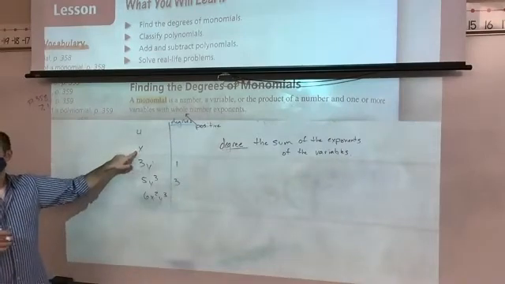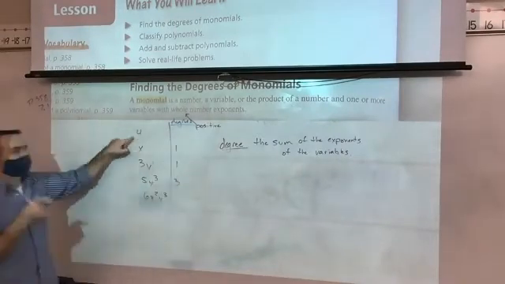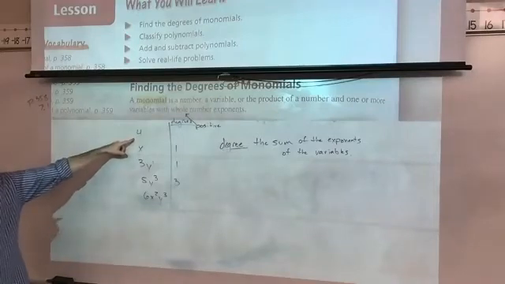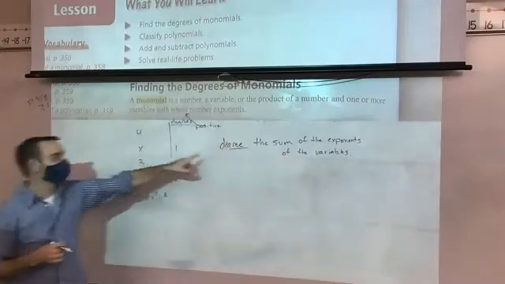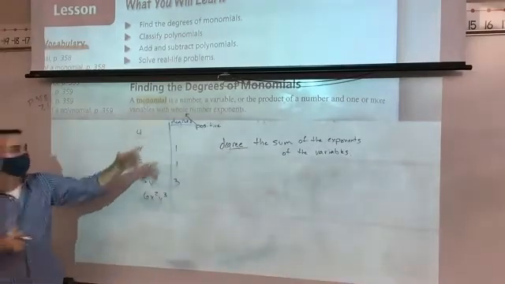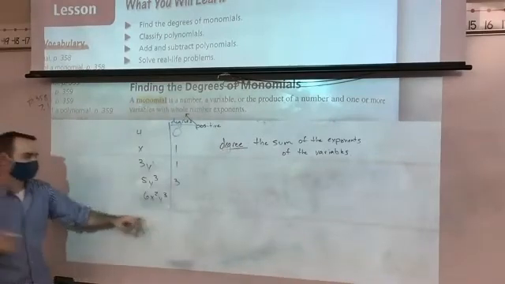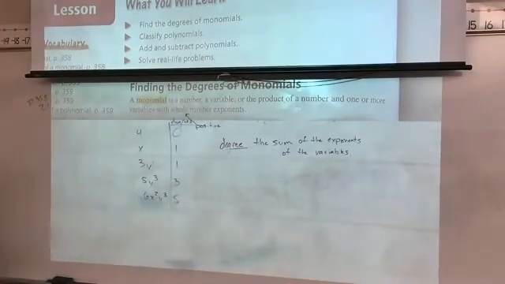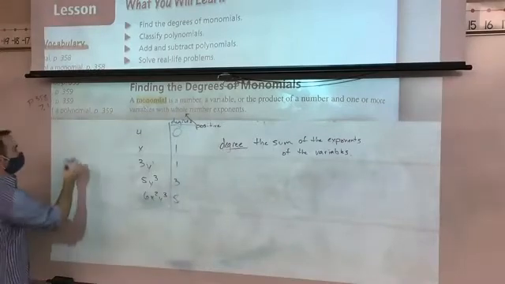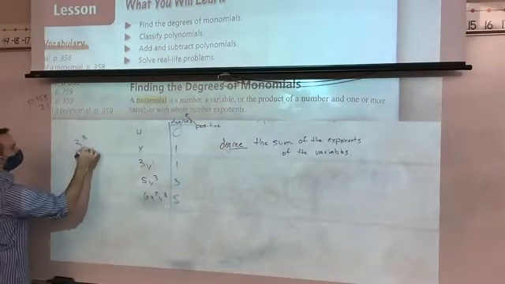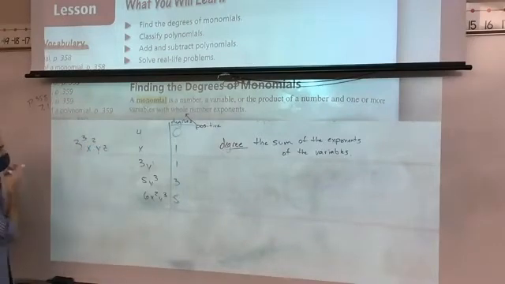What about just the x? 1. What about just the 4? 0. It's the sum of the exponents of the variables. Is there a variable? There's no exponent, so it's 0. If you just have a number, if there's no variable, then your degree is 0. And how about the bottom one? 5. Add them together, we get 5. So only the exponents of the variables. Tell the person next to you what the degree is going to be and why.